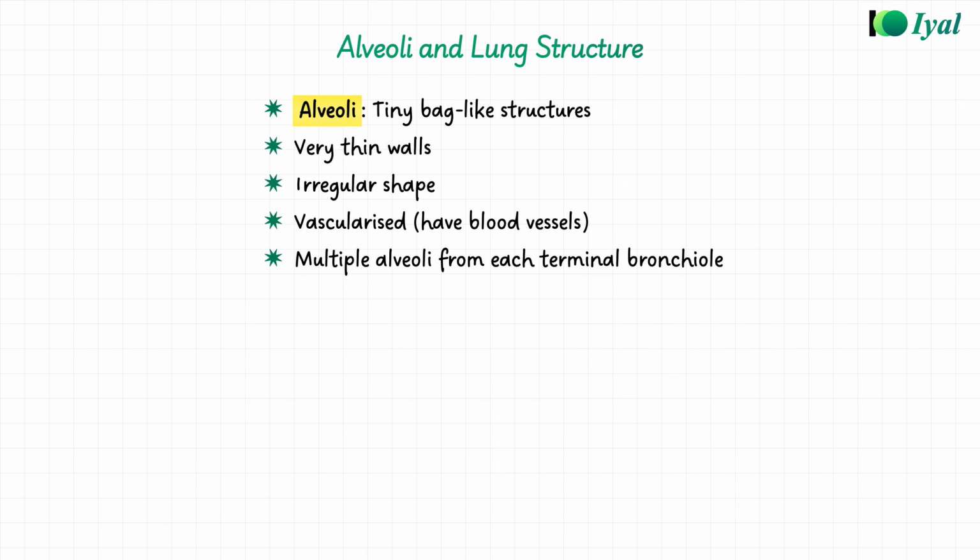Multiple tiny structures form. These are called alveoli. Alveoli are like tiny little sacs, bag-like structures. Very important thing to understand. They have very thin walls, extremely thin. And they are not round and perfect, they are irregular shaped.